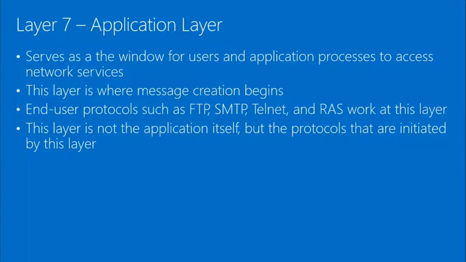And then finally, layer 7, application layer, serves as the window for users and application processes to access network services. End user protocols, FTP, SMTP, Telnet, and RAS work at this layer. Again, this isn't supposed to be confused with the application that you're working with. This isn't mail. This isn't the mail UI that I'm using. The mail UI that I'm using sends information down the stack, it hooks into the application layer. The program itself isn't the application layer.